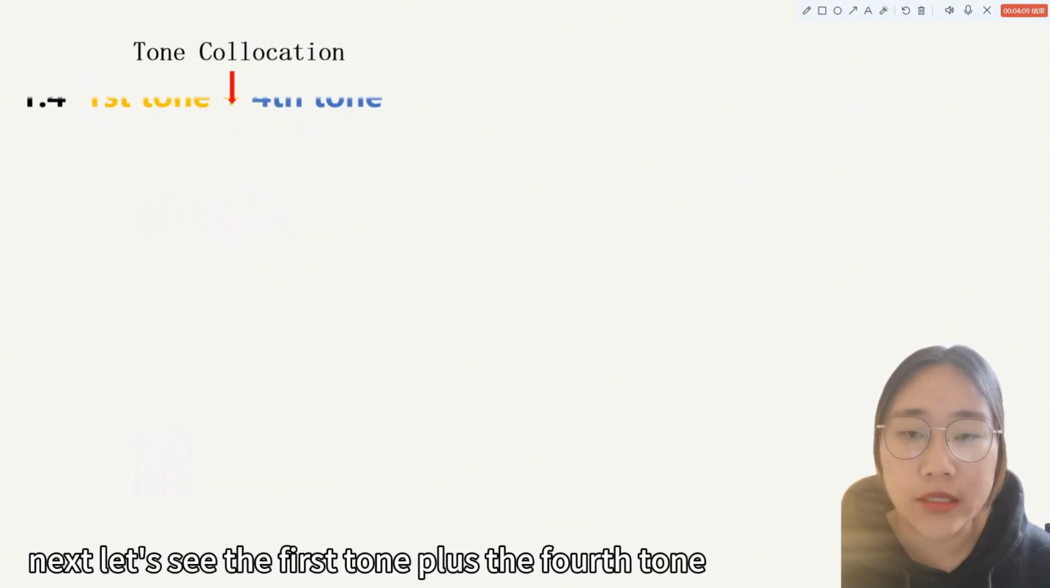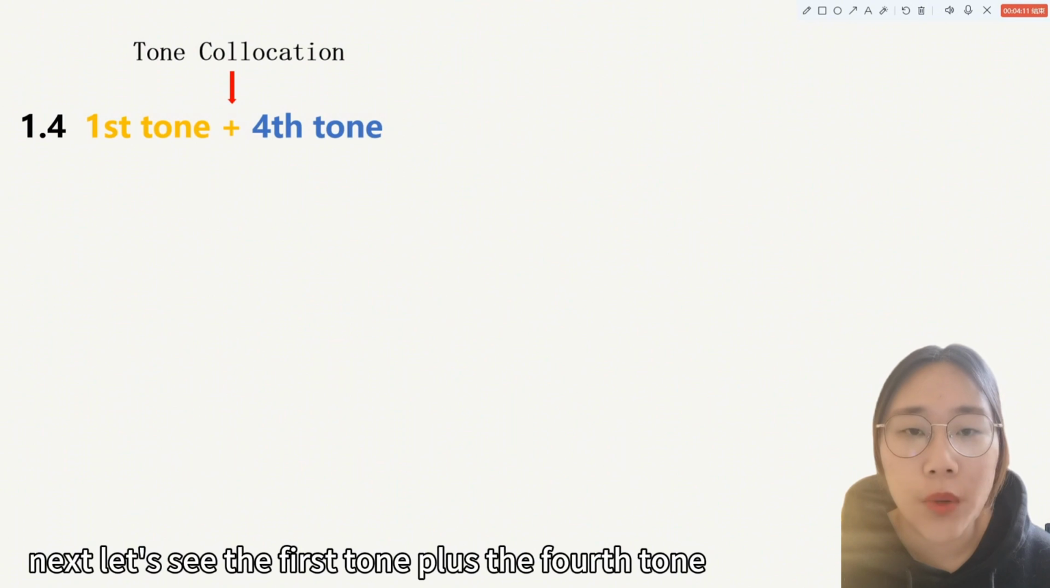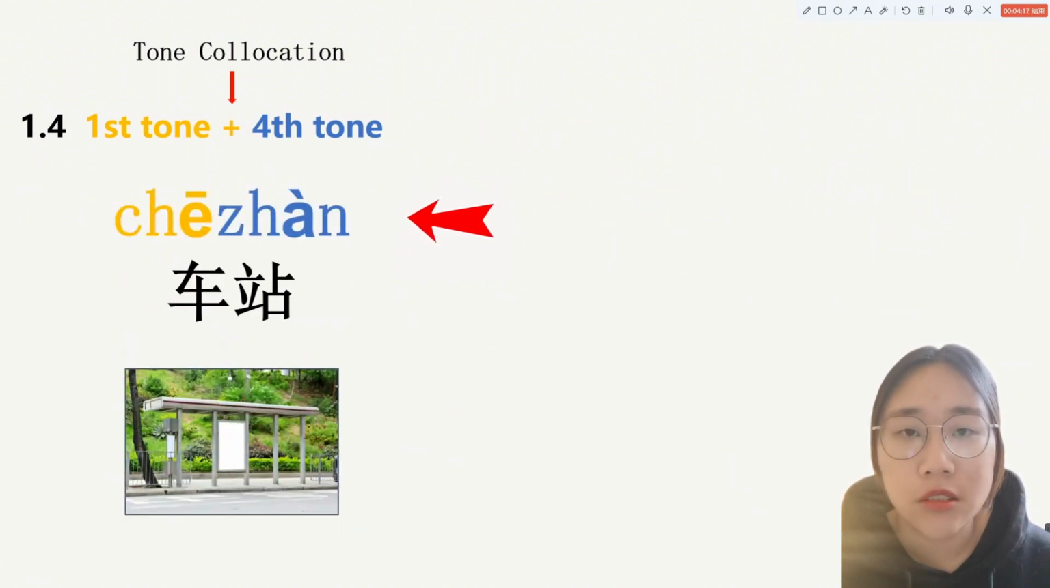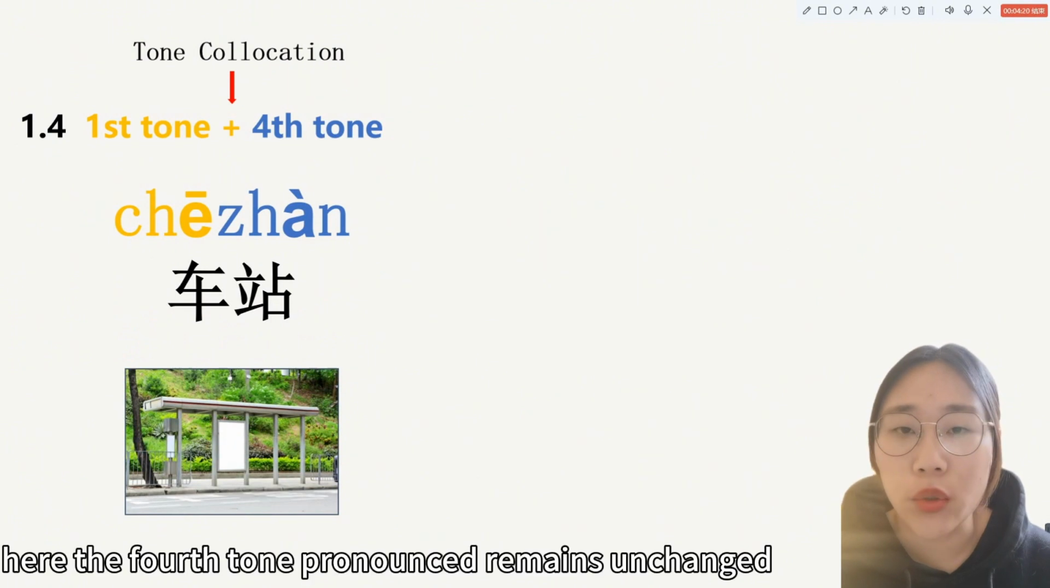Next, let's say the first tone plus the fourth tone. 车站, 车站. So here, the fourth tone pronounced remains unchanged.